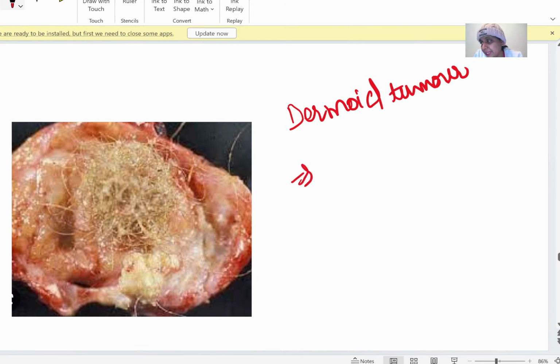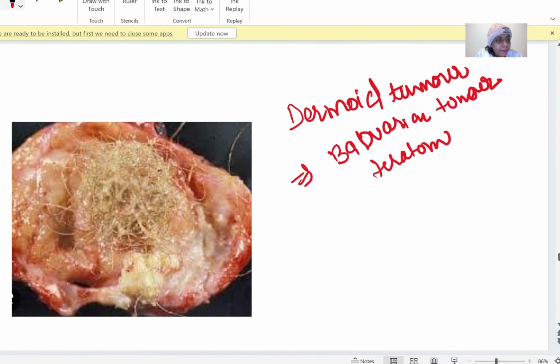What is the another name of this? Yes. Benign ovarian tumor. Okay. Benign ovarian tumor. Benign teratoma. Okay.